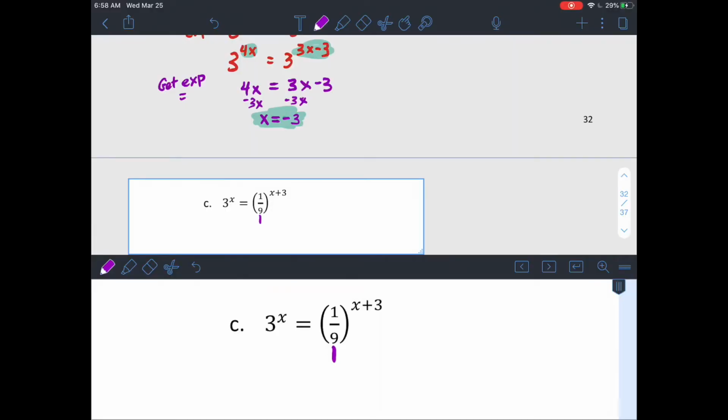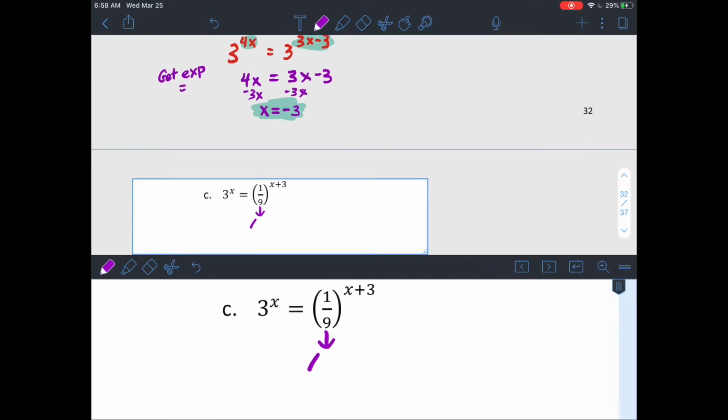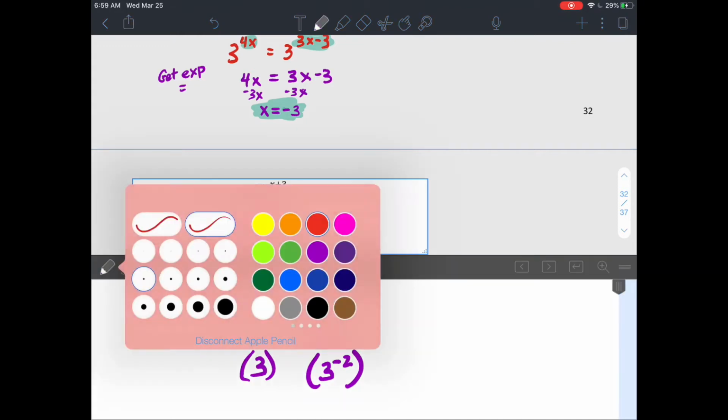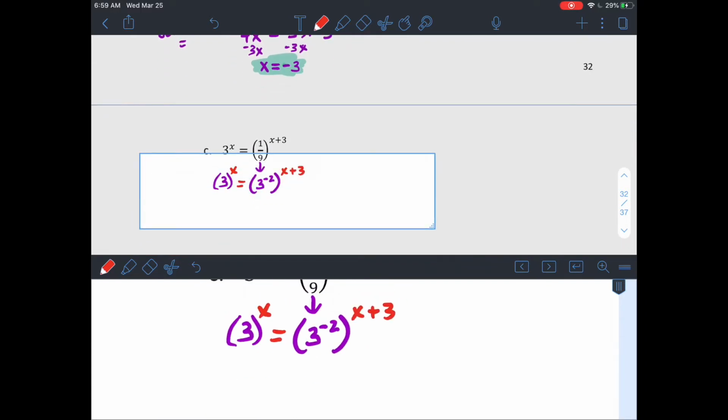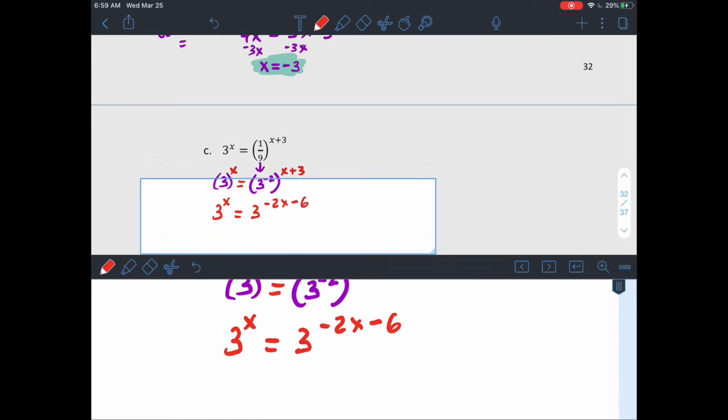So let's think about using base 3 again. 3 squared is 9, so 3 to the negative second is the same thing as 1 over 9. So if I rewrite that as 3 to the negative second, it equals my original, and it now has a base of 3. Multiply your exponents together, which doesn't do anything on the left. On the right, you have negative 2x minus 6.